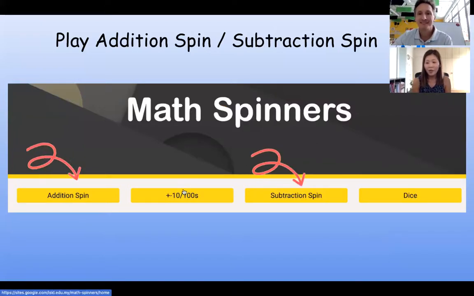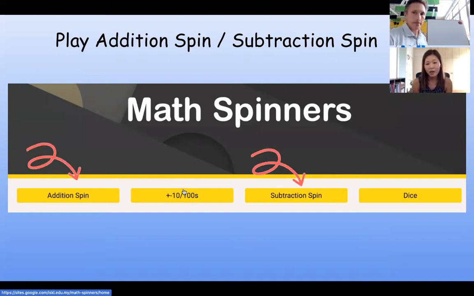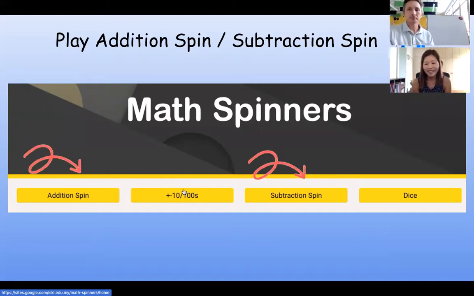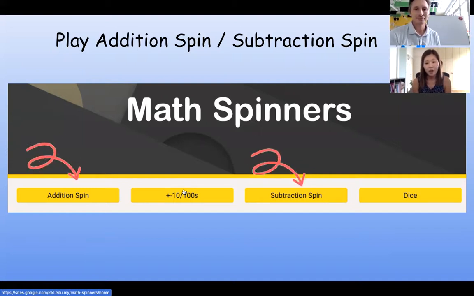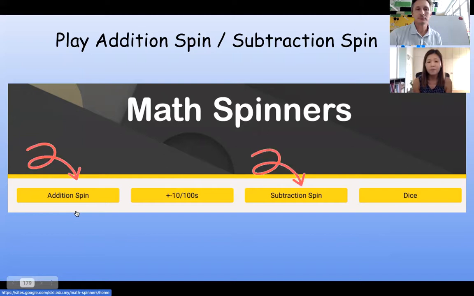After you're done, you're going to play math games on this wonderful website made by Mr. Alex. Thank you, Mr. Alex. Today's game is called Addition Spin or Subtraction Spin. You've played this before, but it's a great game to play with a partner to practice your addition and subtraction. Today we're just going to model how to play the addition spin.